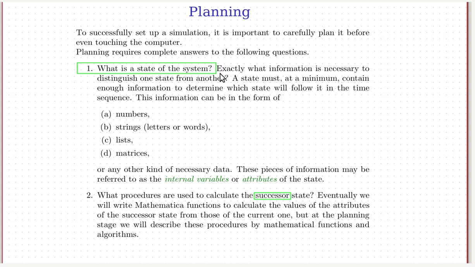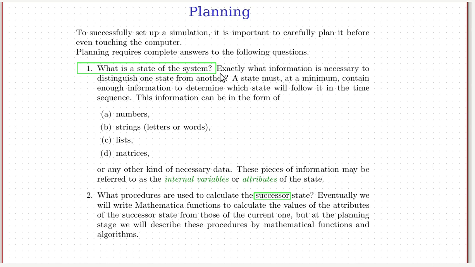What information determines a state? How do you tell one state from another? What do you have to know about a state in order to tell one state from another? At a minimum, a state has to contain enough information to allow you to determine what state will follow it in time.